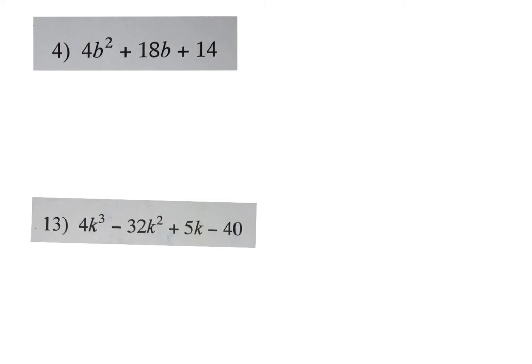If my first step is to look for something that's in common, what do 4, 18, and 14 all have in common? 2. So I'm going to take a 2 out before I start anything else. And so I'm going to say 2 out here. Then I have 2b squared plus 9b plus 7.